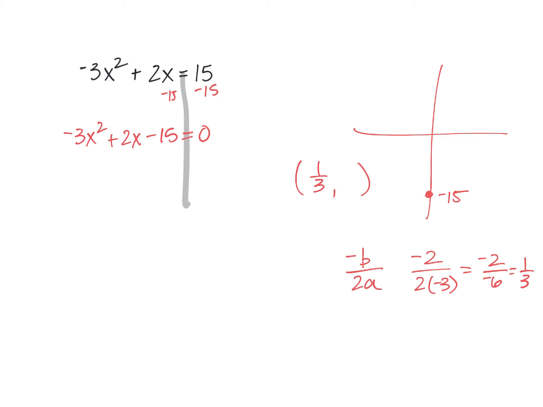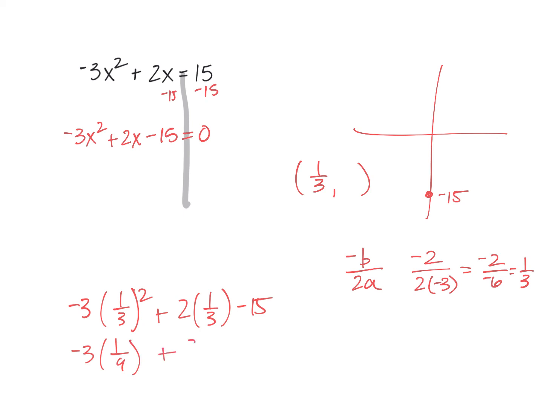We're just going to estimate when you guys do this. So when I plug this in, I have negative 3, and then I have 1/3 squared plus 2 times 1/3 minus 15. So I'm going to get negative 3 times 1/9 plus, this ends up being 2/3, and then minus 15. Okay, if you work that out, this ends up being negative 3/9 plus 2/3 minus 15.